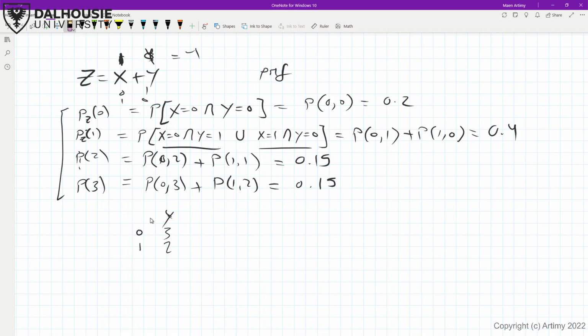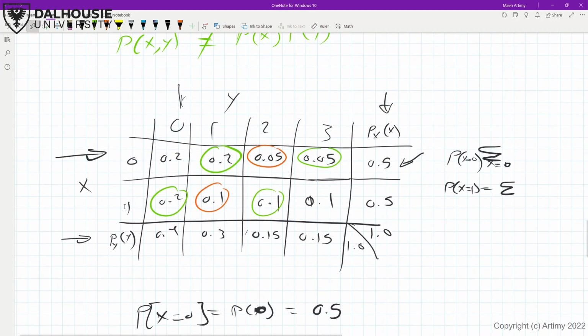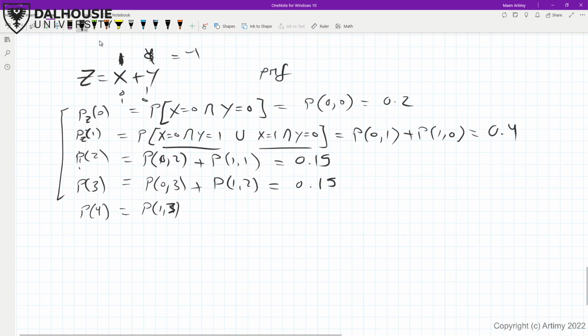And finally, P4, which happened, we have one case only when this is 1 and 3. X equals 1 and y equals 3. So that's the only case, which is 0.1 here.